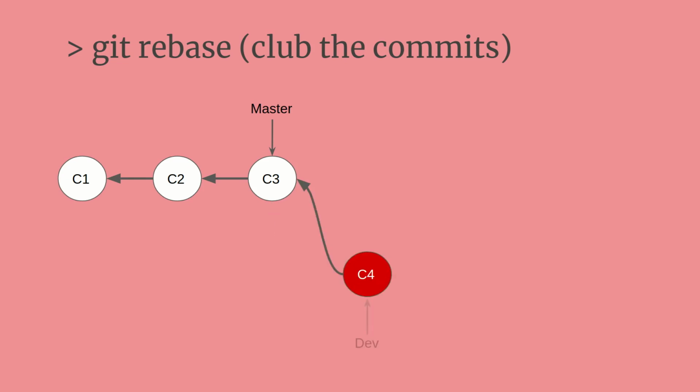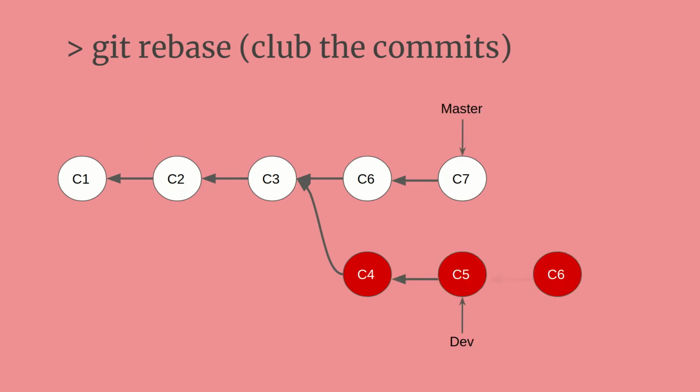Git rebase is not limited to just merging things. It is also useful to club commits. What does clubbing commits mean? As you can see here, I made 3 commits in the dev branch and 2 commits in the master branch.